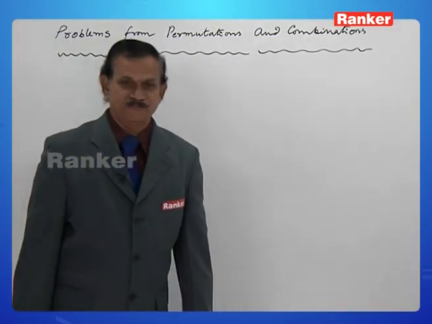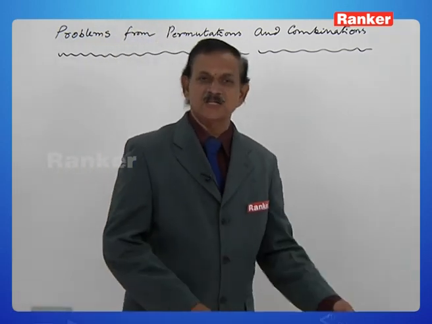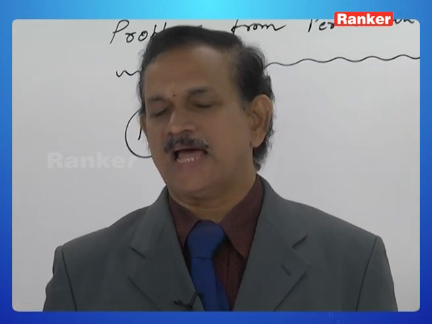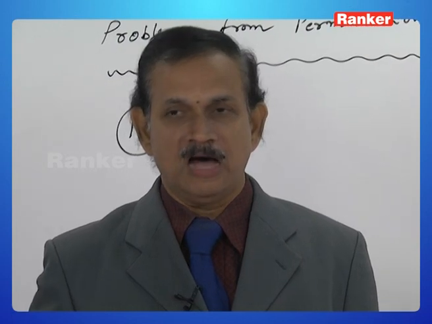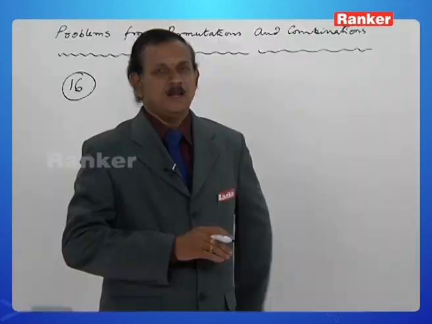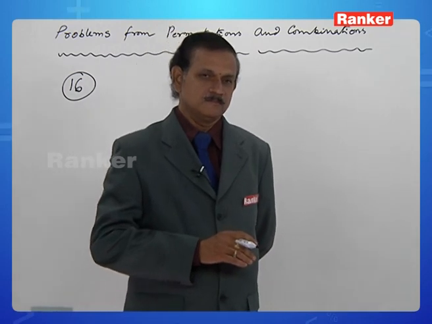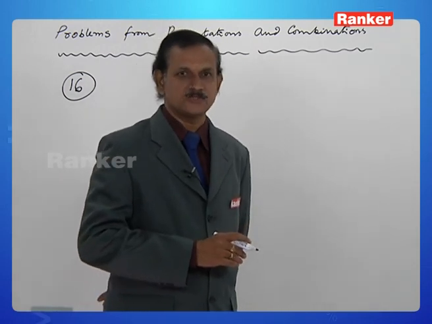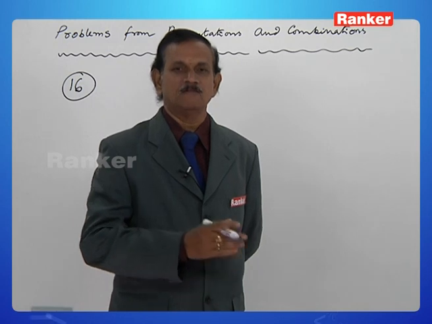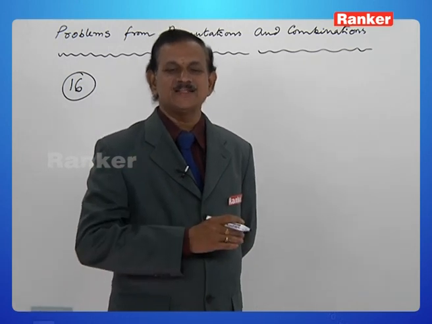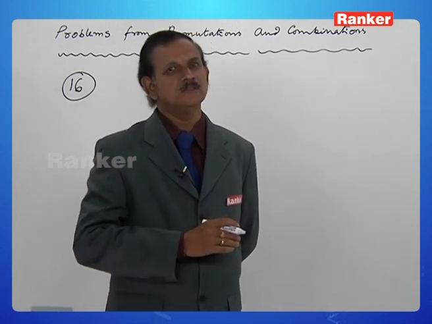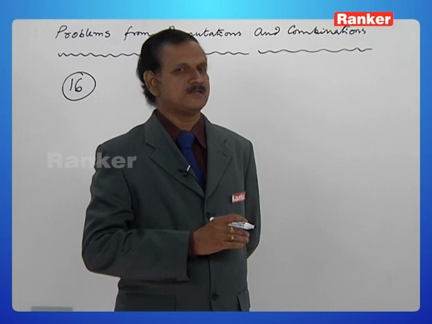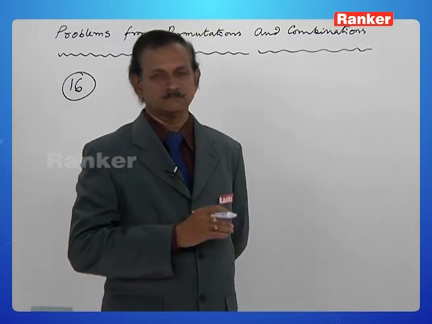The next question before us is question number 16. In this question, he is asking us the sum of the integers lying between 1 and 100 that are divisible by 3 or 5 or 7. Let us first name the set of all those integers which are divisible by 3 by the set A, the set of all those integers which are divisible by 5 by the set B, and the set of all those integers which are divisible by 7 by the set C.